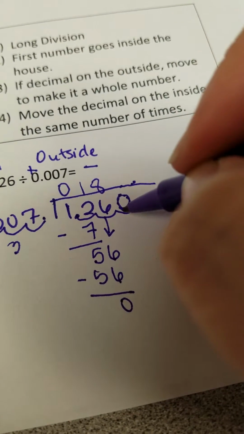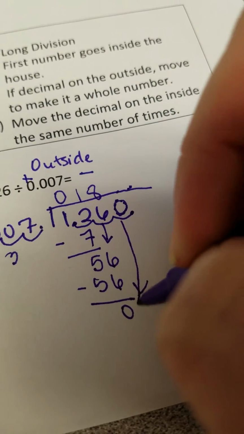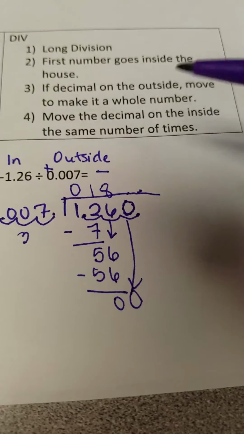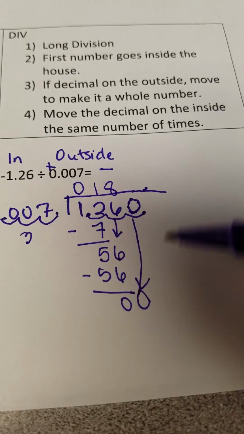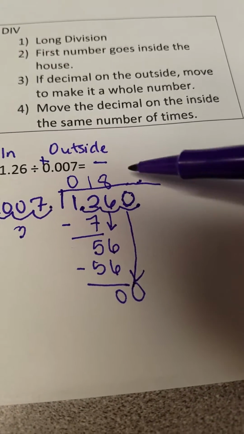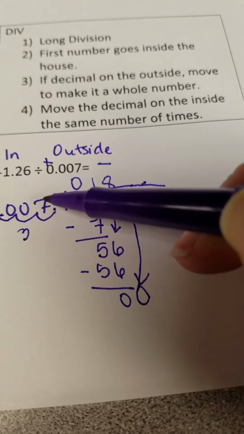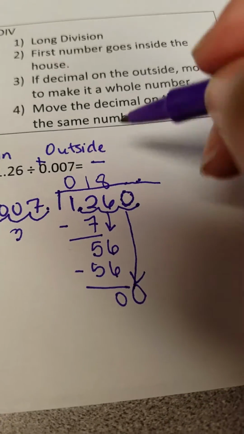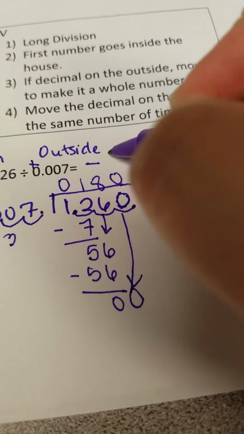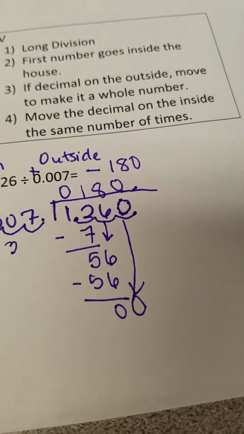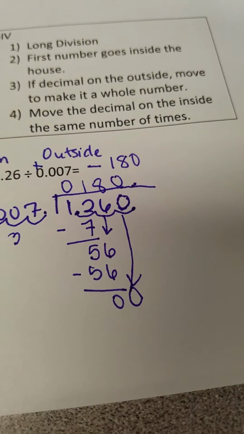I get 0. I do have to bring this extra 0 down. How many times does 7 go into 0? Notice that the decimal is here. I have to put something here. So 7 goes into 0 0 times. So my final answer is negative 180.